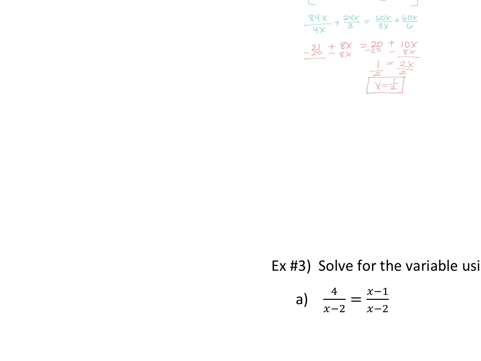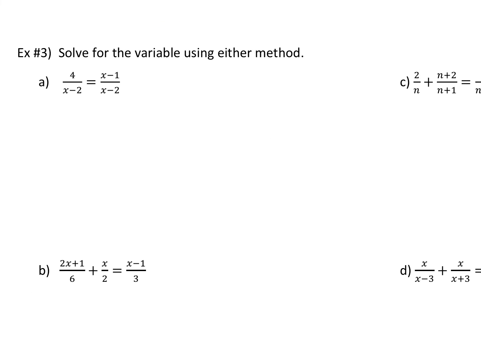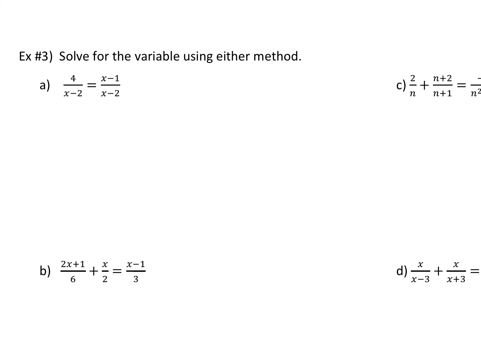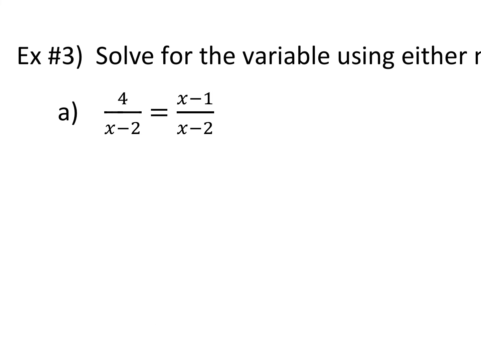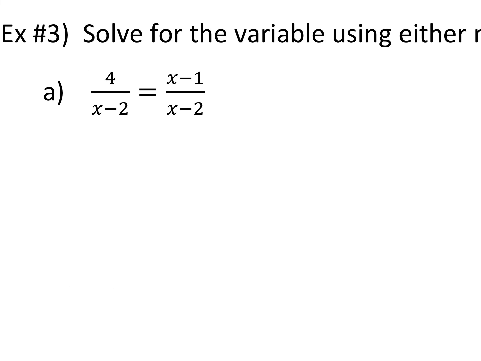We've got 12 minutes. We've got this. 4 more problems. And these ones are just a mixture. You got to decide what method am I using and solve from there. So look at letter A here. Which method works for solving this? Method number 1, cross multiplying, or method number 2, the LCD?